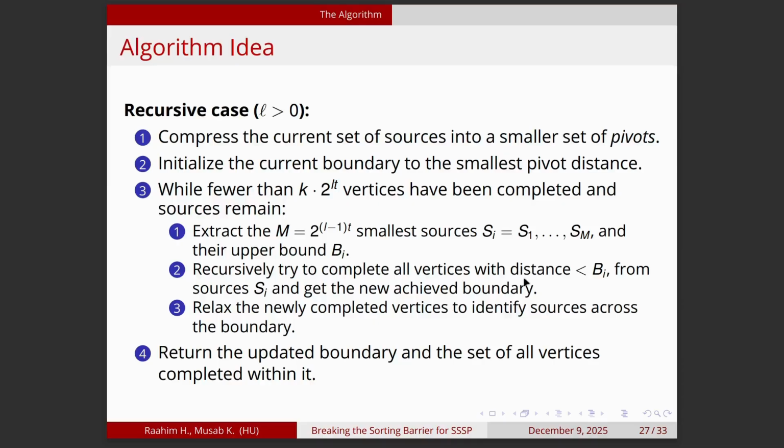And then once you've found a bunch of complete vertices and you've achieved a certain boundary, now you want to relax all the vertices that you just completed to find new sources which cross that boundary, and then you want to return, and then you repeat this over and over until either you've hit the target number of vertices that you wanted to complete, or there's no more sources that remain, which means you've actually achieved your boundary B. And then at the end you return the updated boundary, whether you met the target or you did not, and the set of all the vertices that you completed within it.